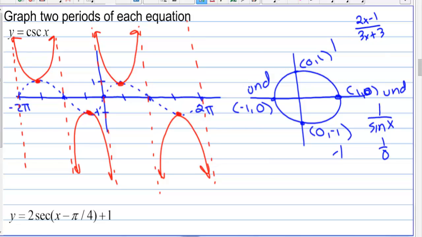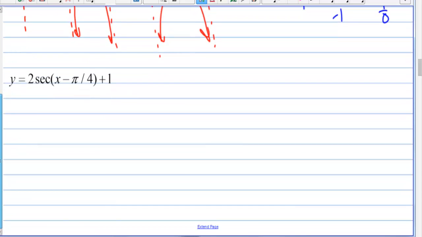So the trick really is still being able to graph sine. Can you do what we've been doing the past few days? All right, what if it's a little bit more complicated, or a lot more complicated? What if we have that one? Secant is the reciprocal of cosine. So really, we're going to graph y equals 2 cosine of x minus pi over 4, plus 1. And then turn it upside down. That's it. That's the name of the game.